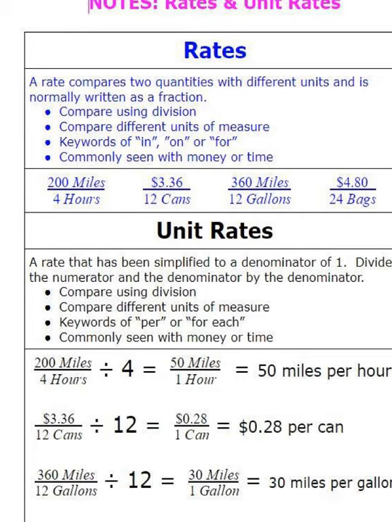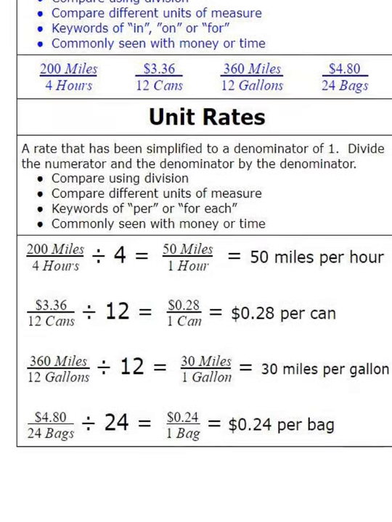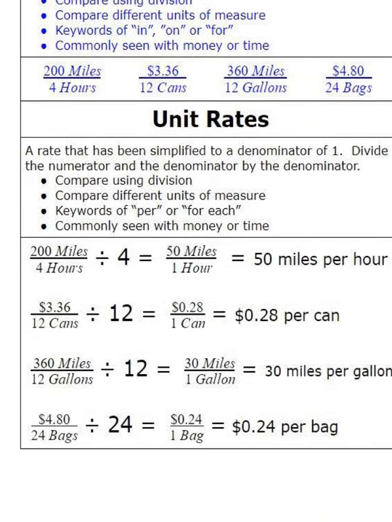Okay, and then the last two, sorry. 360 miles with 12 gallons. You divide by the denominator, both the numerator and the denominator by that 12, and you get 30 miles per gallon. So whoever's car this is, they can go 30 miles with 1 gallon of gas.